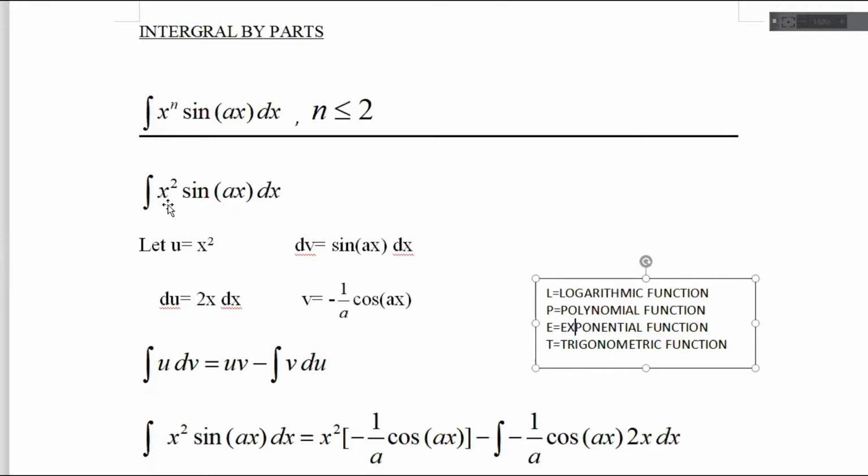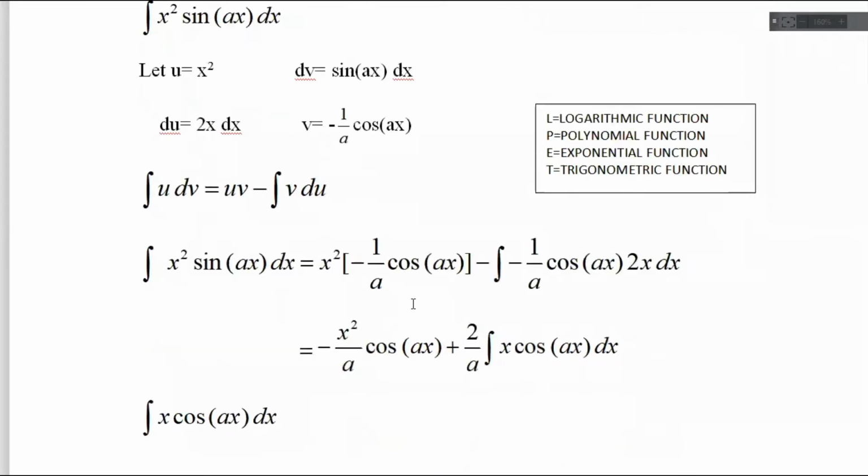From the question we know that there are two functions: x squared, which is a polynomial function, and sin ax dx, which is a trigonometric function. We let u equal to x squared and dv equal to sin ax dx. So we differentiate x squared, we get du equal to 2x dx. While we integrate sin ax dx, we get v equal to negative 1 over a cos ax.